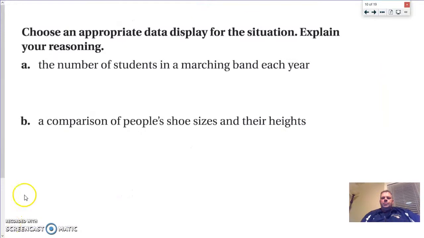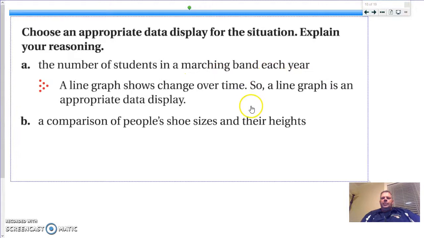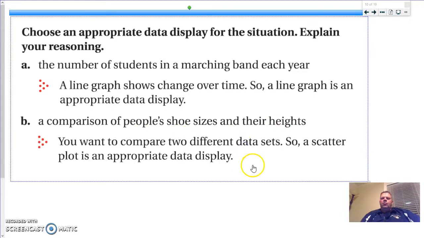Here are a couple more examples. The number of students in marching band each year. There's a couple different things that you could do since it's change over time because it's talking about years. Anytime we have change over time, a line graph is probably our best data display. We're comparing people's shoe sizes and their heights. We've done a couple of these. We have 2 different sets of data, shoe sizes and heights. Therefore, we would probably use a scatter plot.